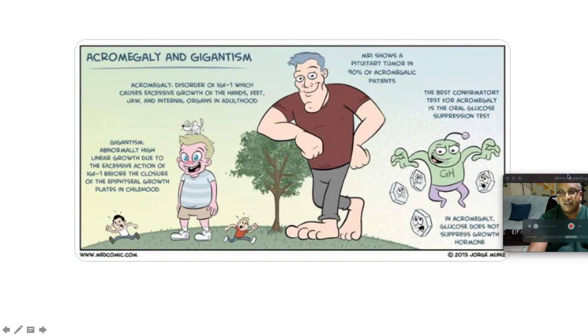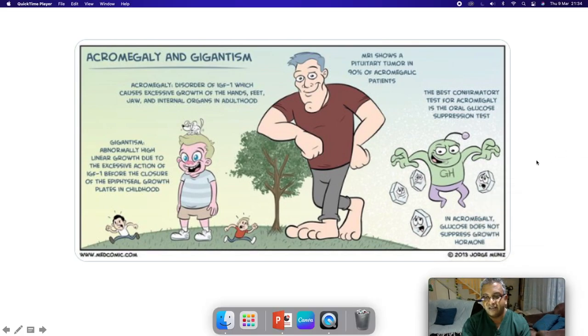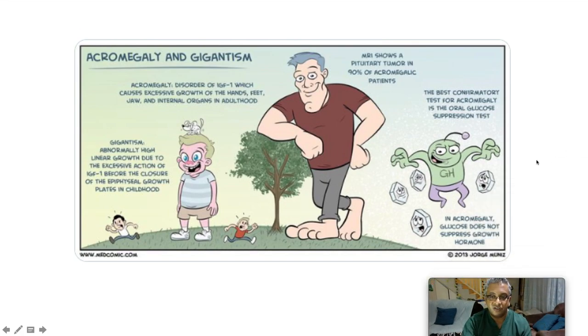This is now a fun representation of acromegaly and gigantism, typical of these conditions, courtesy of makecomic.com. Thank you so much, guys. So in acromegaly, like we see, is a disorder of insulin-like growth factor 1, which causes excessive growth of the hands, feet, jaw, and internal organs in adulthood, right? The MRI is going to show a big old pituitary tumor in 90% of acromegaly patients. And the best confirmatory test for acromegaly is the oral glucose suppression test. And you find they have difficulty suppressing the growth hormone, right?